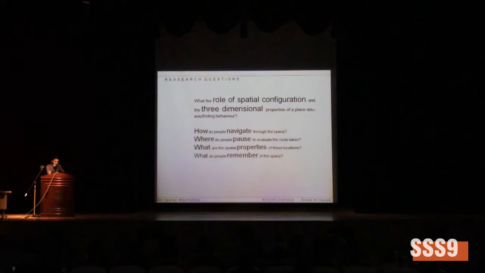Taking that into consideration, I started thinking of some research questions, for example: what is the role of the spatial configuration, and what is the role of the three-dimensional properties of the space? How do people navigate, where do people pause, and what are the properties of those spaces? And finally, what do people remember of the space?